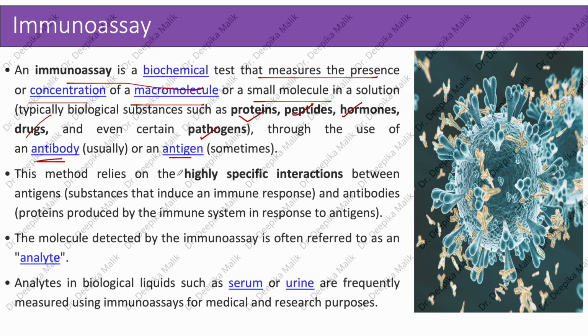This method relies on the highly specific interactions between the antigens, substances that induce an immune response, and antibodies, which are proteins produced by the immune system in response to antigens. The molecule detected by the immunoassay is often referred to as analyte. Analytes in biological liquids such as serum or urine are frequently measured using immunoassays for medical and research purposes.